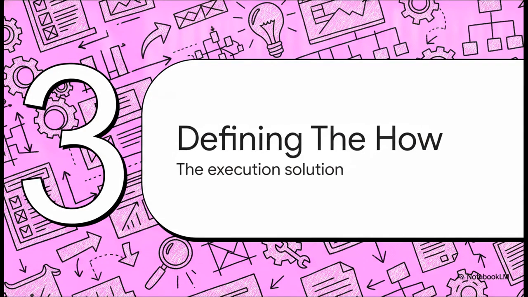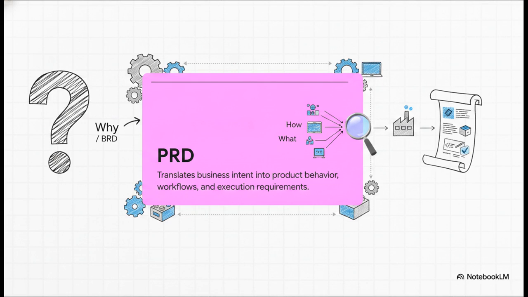Let's look at Section 3, PRD, defining the how, the execution solution. Okay, so let's clearly define the PRD. The best way to think about it is this anchor concept. If the BRD is the why, the PRD is absolutely the how and the what. A product requirements document is a living, breathing document. It translates all that high-level business intent into actual product behavior, user workflows, and feature-level execution requirements for your delivery teams. This is where big-picture strategy morphs into something engineering can actually build and design can actually spec out.